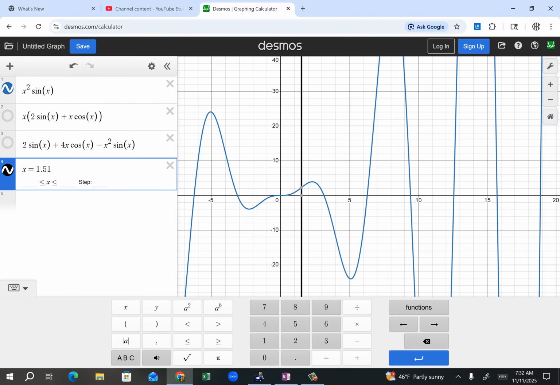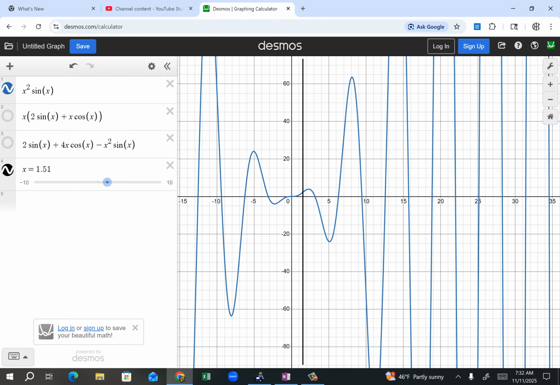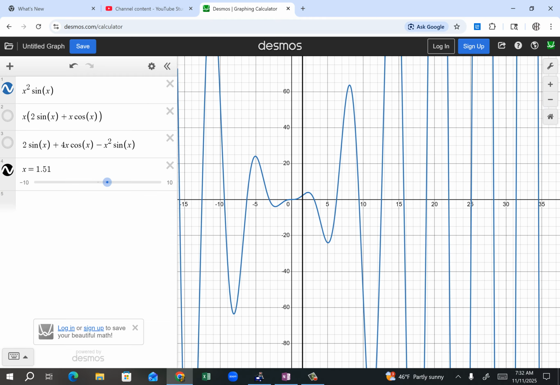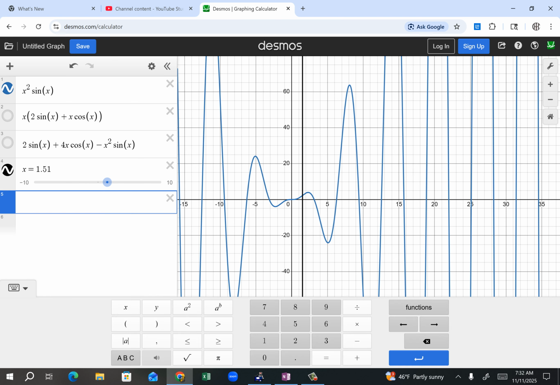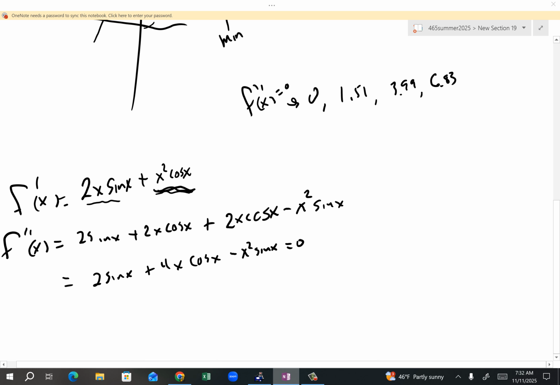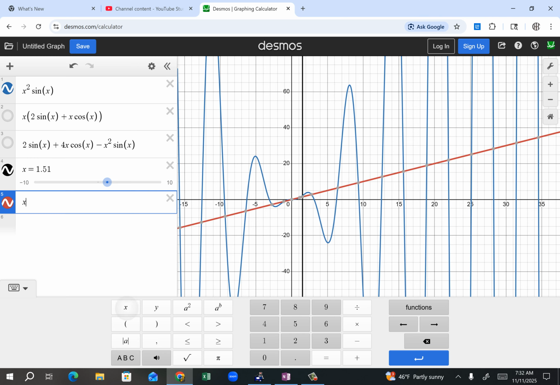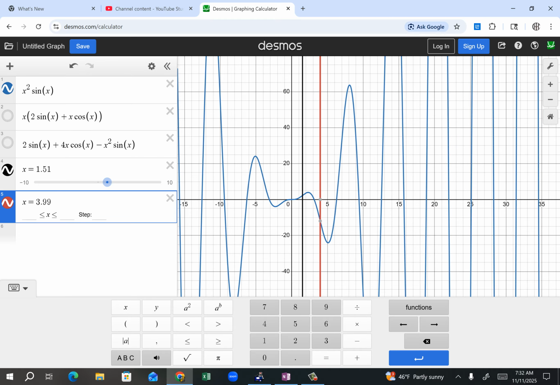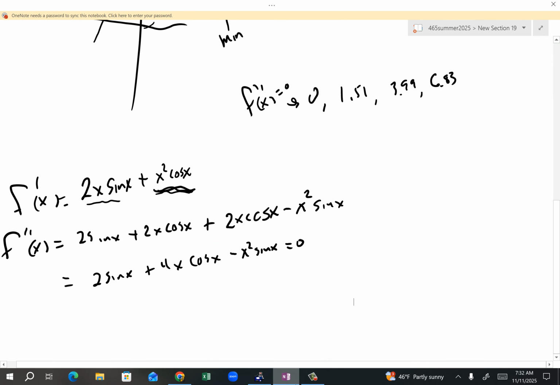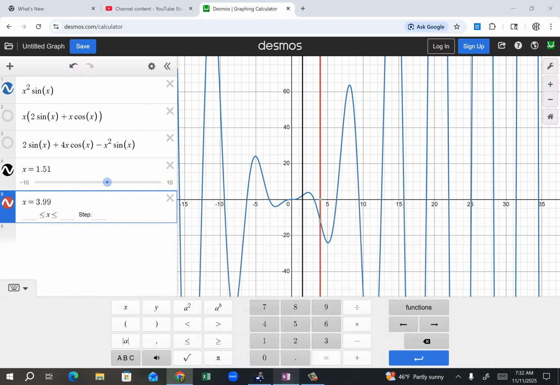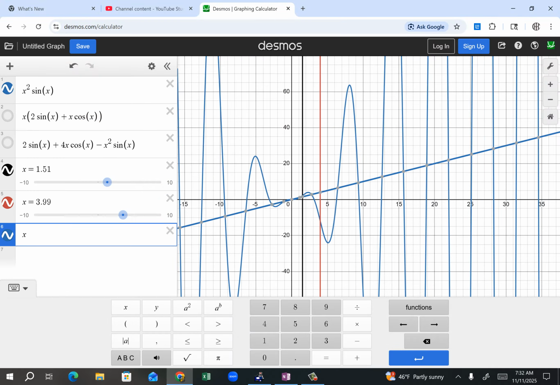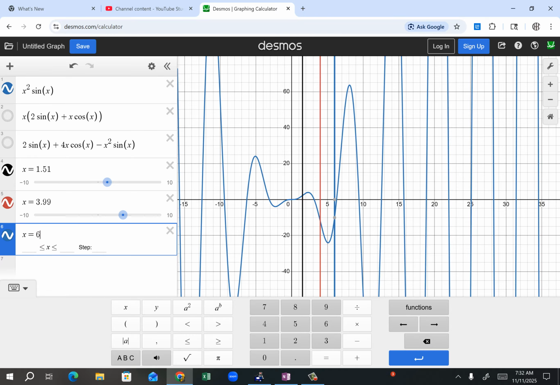Okay. Groom's going to change the graph just a little bit. Okay, if you don't mind. Well, I don't care if you mind. It doesn't matter to me. I'm going to do it anyway. X equals 3.99. And x equals 6.83. Oh, shoot. Not 683. Okay, there it is.